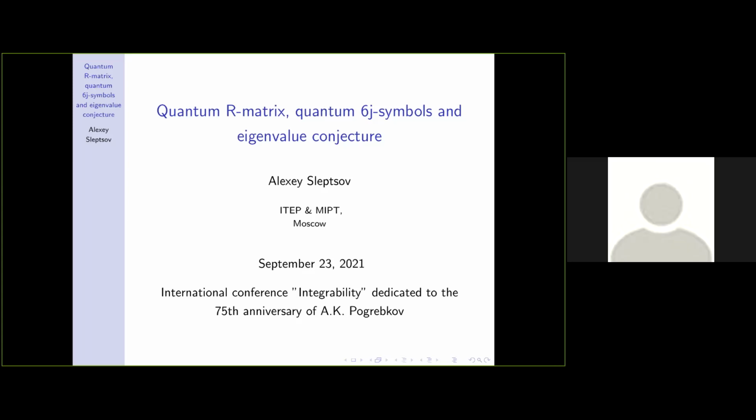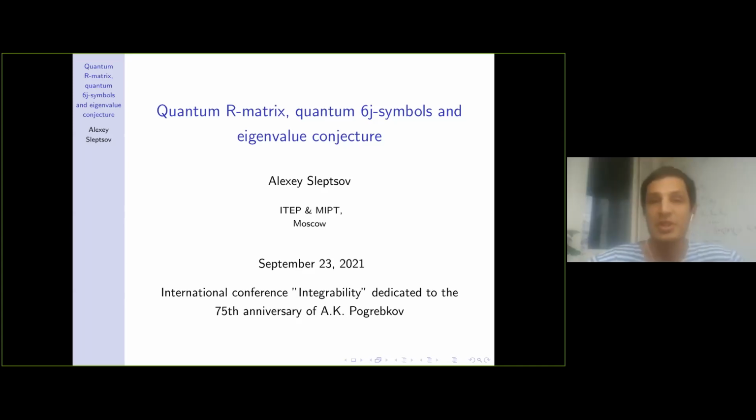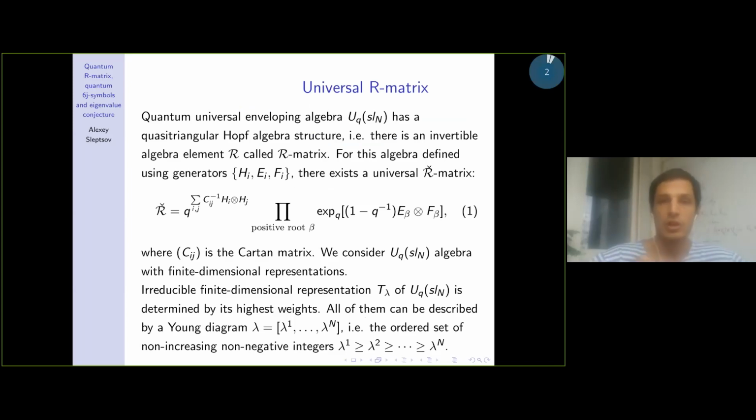My talk is about symmetries of quantum 6j-symbols and how to get them from the quantum Yang-Baxter equation. Actually, I am not going to talk in detail about quantum algebra and the Yang-Baxter equation. I hope that everyone here is rather familiar with these notions. So I will just briefly review this in order to fix notations.